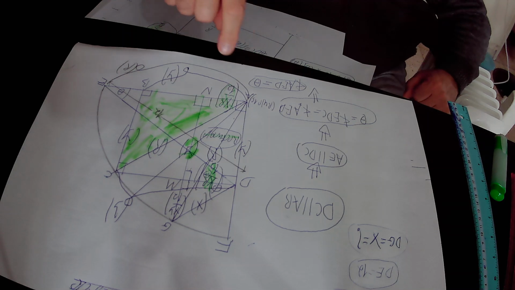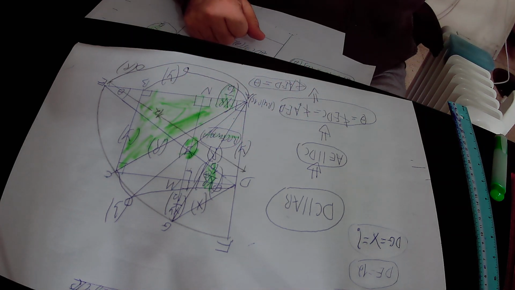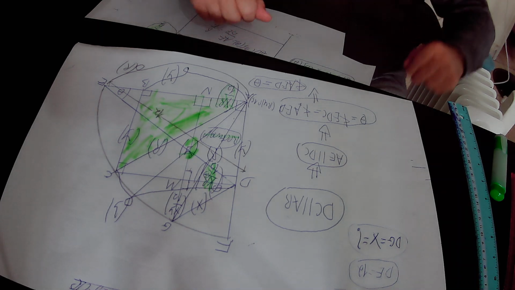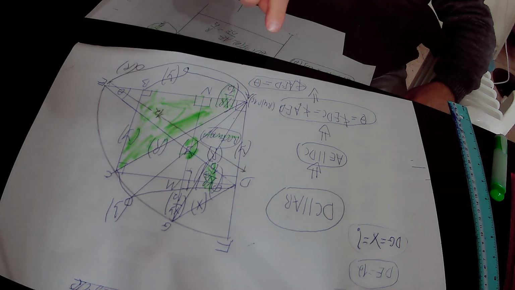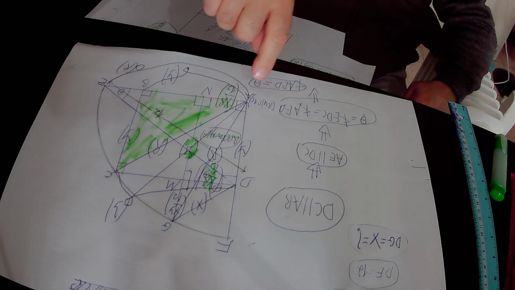So inside quadrilateral DMNA, we have 4 right angles. And we know that any quadrilateral that has 4 right angles must be a rectangle, if not a square. So we relate to this quadrilateral DMNA that has 4 right angles as a rectangle.